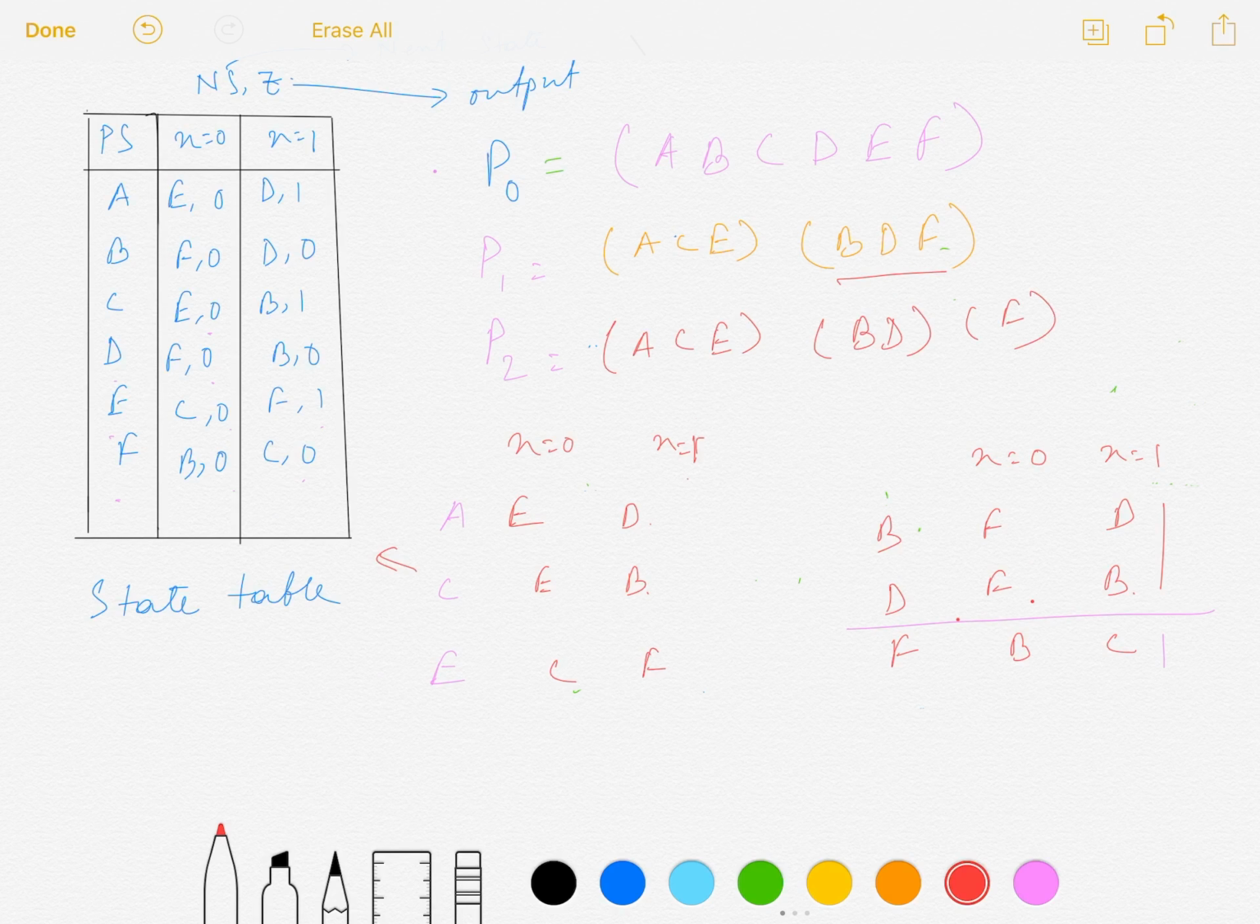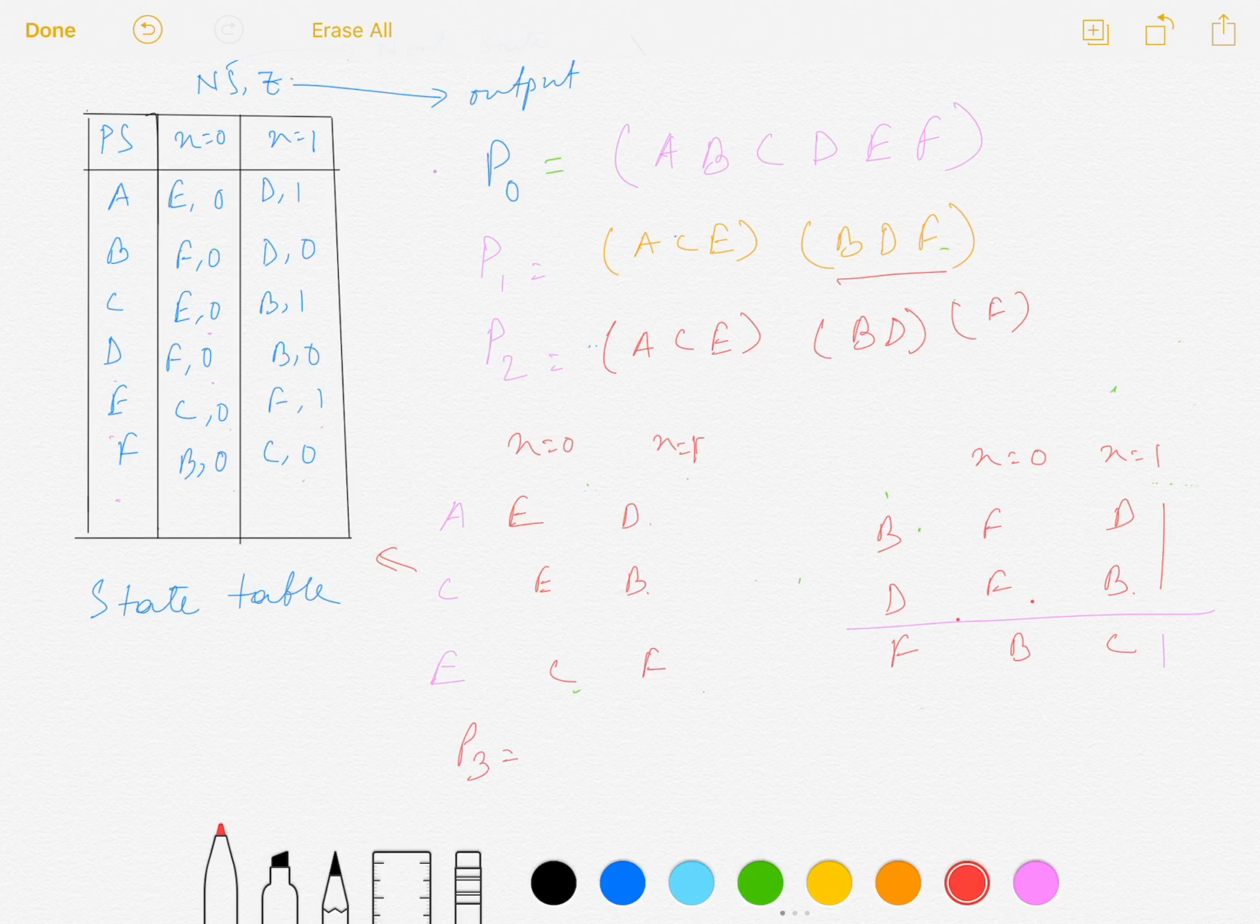I am repeating again, why have I divided B D and F? Because at x equal to 1 I got the next states D B C, where D B is in the same bracket, that is under B D F, and C is in the same bracket under A C E. So, we have to divide it so that they should be within the same bracket in my previous partition also. In this way, I got the P2 partition. In this way, I have to find out P3. What should be there in P3? So, I am writing P3 over here.